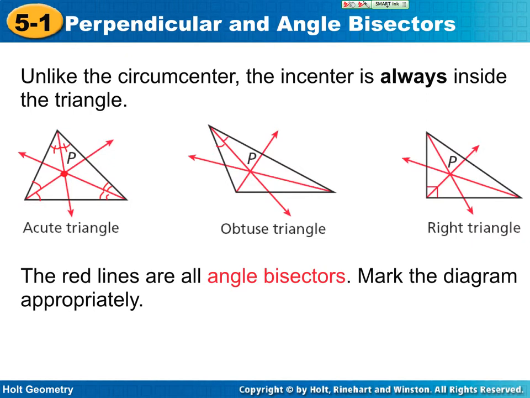Again, bisect the angles. So put your markings. What you're doing is bisecting the angles. Makes an incenter. Even on the right triangle, bisect the angles. Now we create an incenter.